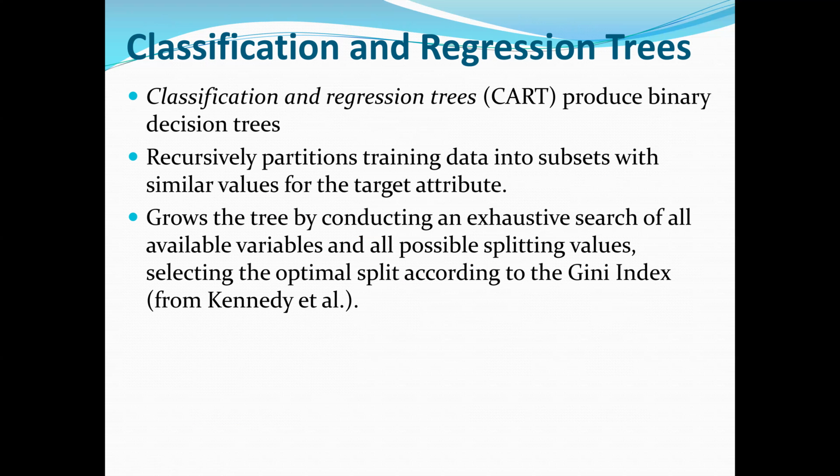And CART recursively partitions the records in the training data set into subsets of records with similar values for the target variable. So again, the CART algorithm grows the tree by conducting, for each decision node, an exhaustive search of all available variables and all possible splitting values, selecting the optimal split according to the Gini index.